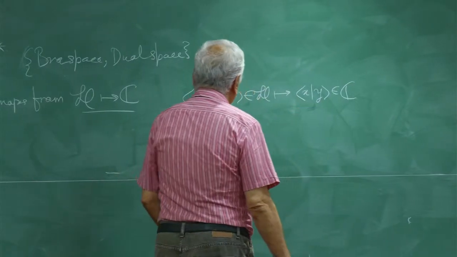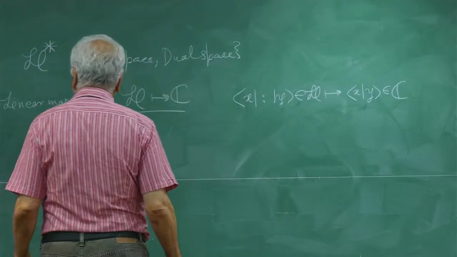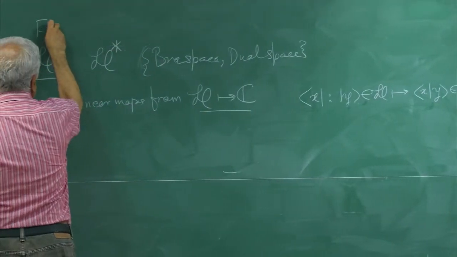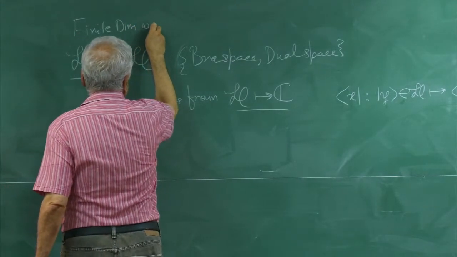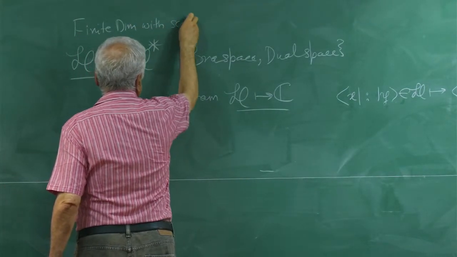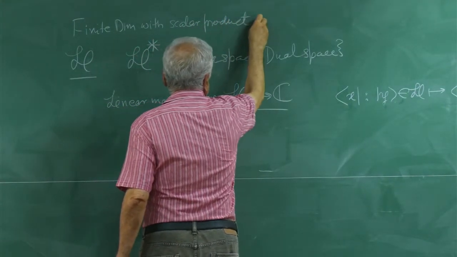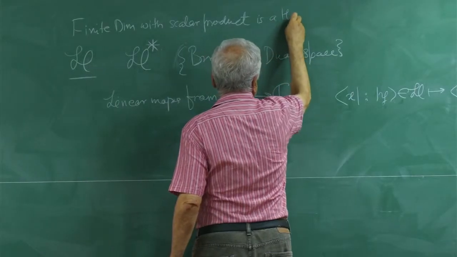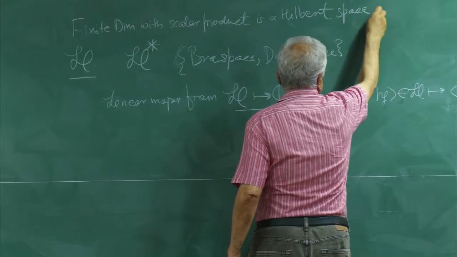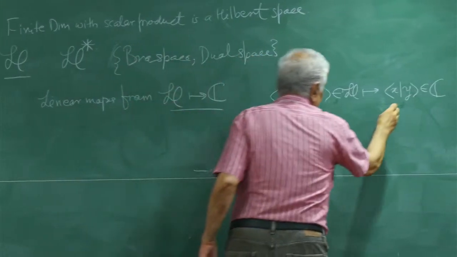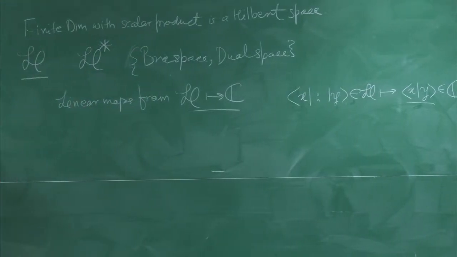Okay. Now there is a very beautiful thing. Any finite dimensional space with a scalar product is a Hilbert space. We'll define that scalar product; it is a scalar product under conditions. So I'll state those conditions. But before that, I want to say something extremely important.